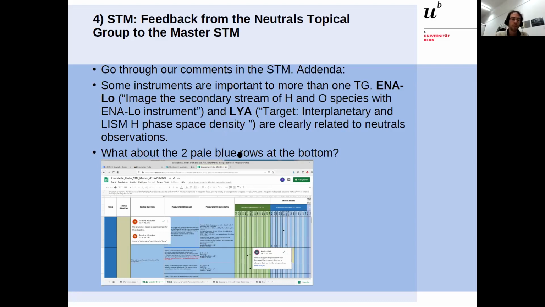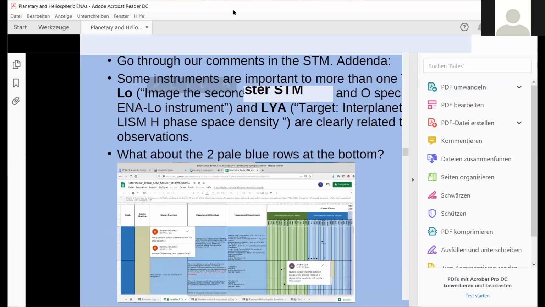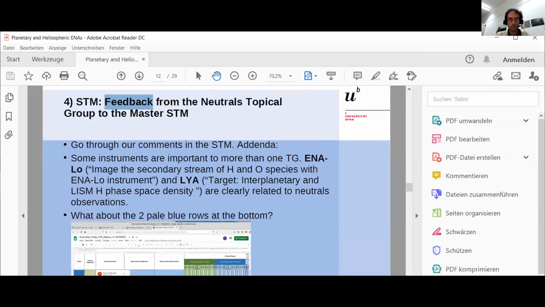And finally, one more question. There are 2 pale blue rows at the bottom of the master STM, the current version, that don't really fit anymore into the matrix, but they are still there. So we don't know if they are obsolete or if they will be reincorporated. If you bear with me, I could even show what I mean.